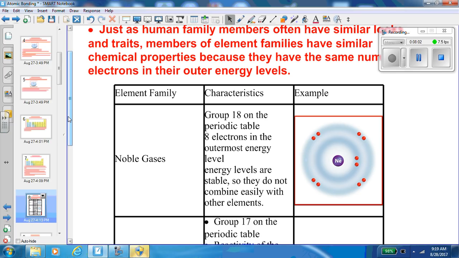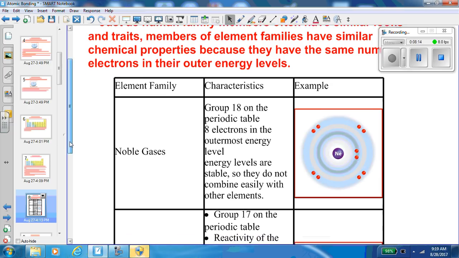So these elements are ones that you would typically find coexisting by themselves in nature. They don't tend to bond with other elements because they already have a full outer level, which is what atoms are trying to achieve through bonding.